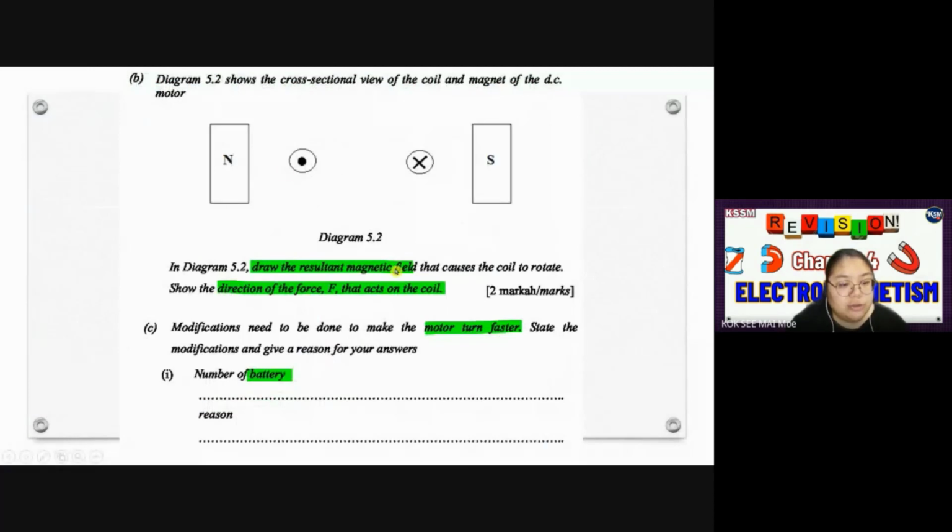Okay, the next one, drawing. Make sure you know how to draw. It shows the cross-sectional view of the coil and magnet in the DC motor. Dot means what? Dot is coming toward you. X means going away from you. So when you use your Fleming's left hand, this one, the force must be up. That means the bottom curve. You show your left hand, this one the force must be up, and this force must come down.